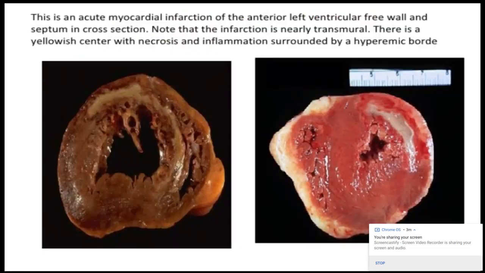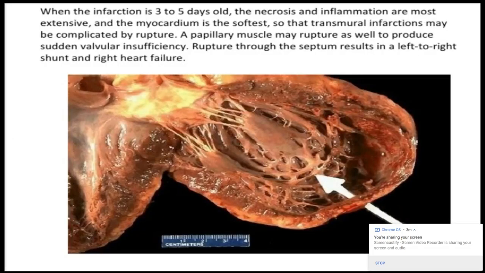This is the gross structure of heart. This is a cut surface where you can see the interior left ventricular free wall and septum. There is a transmural infarct, which is a yellowish center with necrosis and inflammation. This is a 3 to 5 days old infarct. Here you can see necrosis and inflammation are more extensive and the myocardium is soft. This is a transmural infarct.